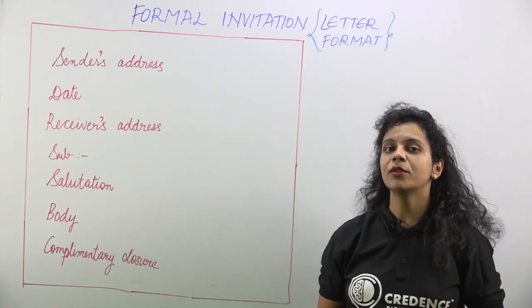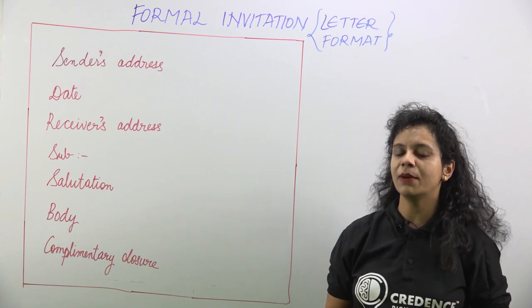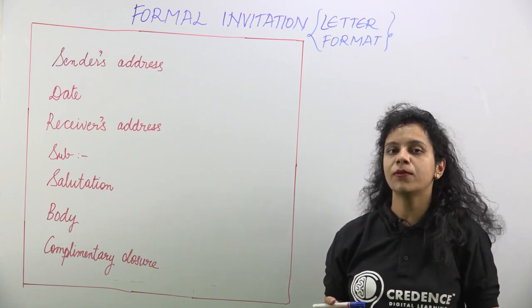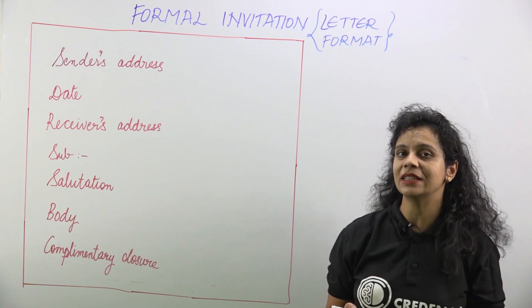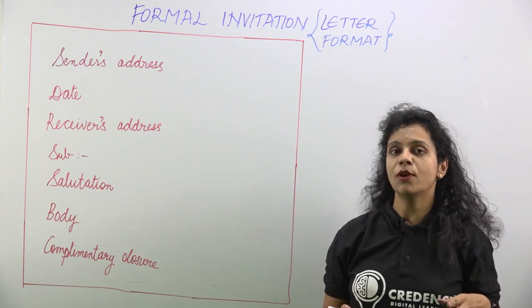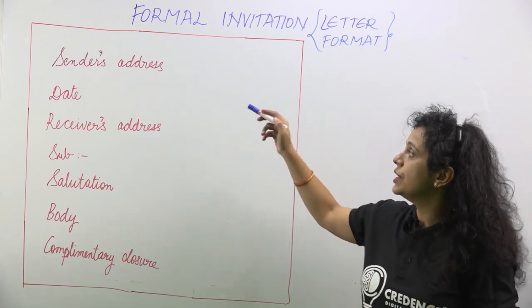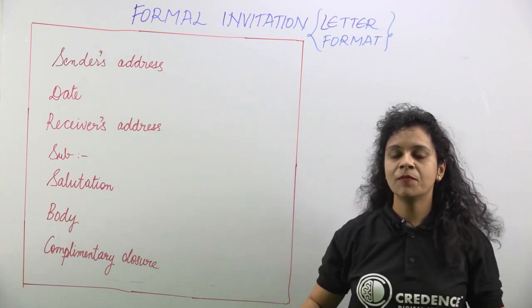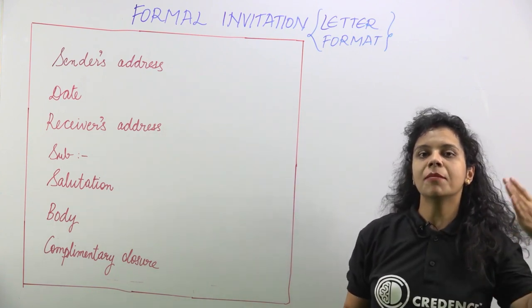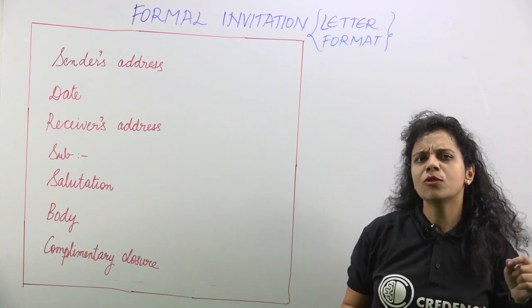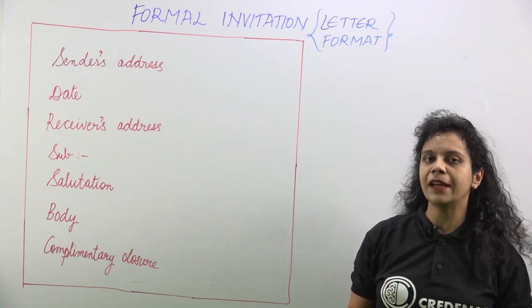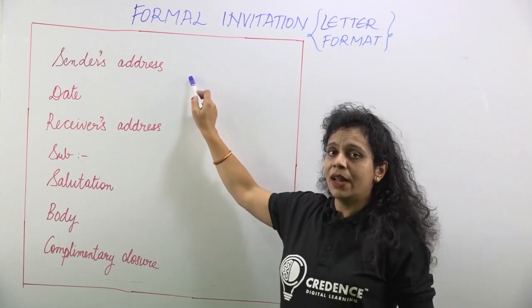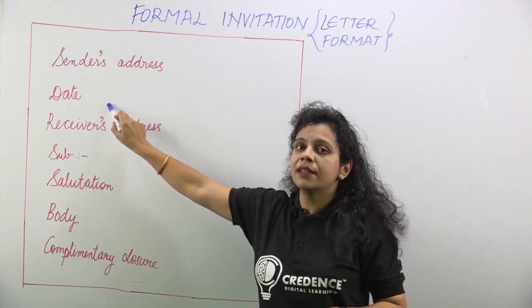So now talking about the formal invitation letter format, we are simply going to follow the format of a formal letter. Now what is the format of a formal letter? Let's go through it. So initially, top left hand side corner, you will have the sender's address. Your address should always come in 3 address lines, and don't put commas after each address line. Just leave 1 line after sender's address and you will write the date.